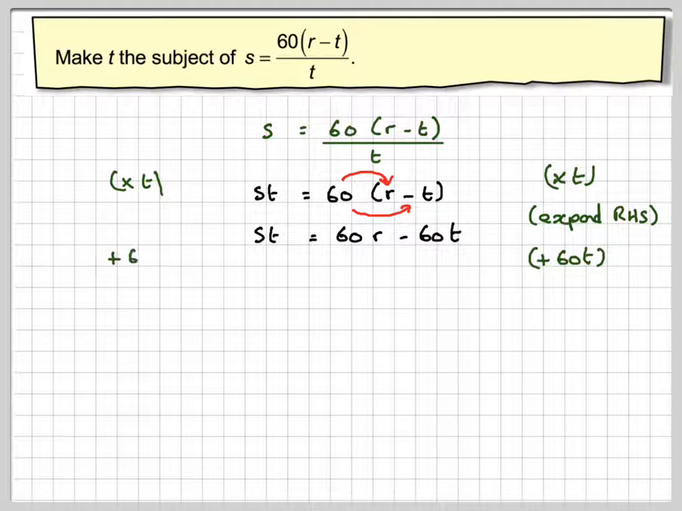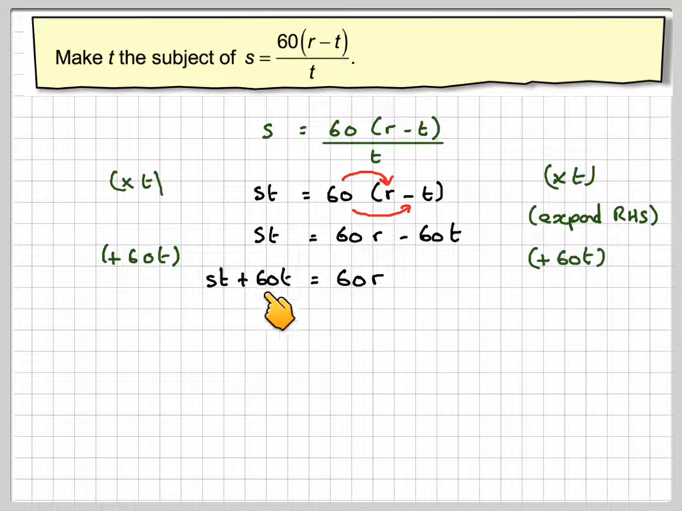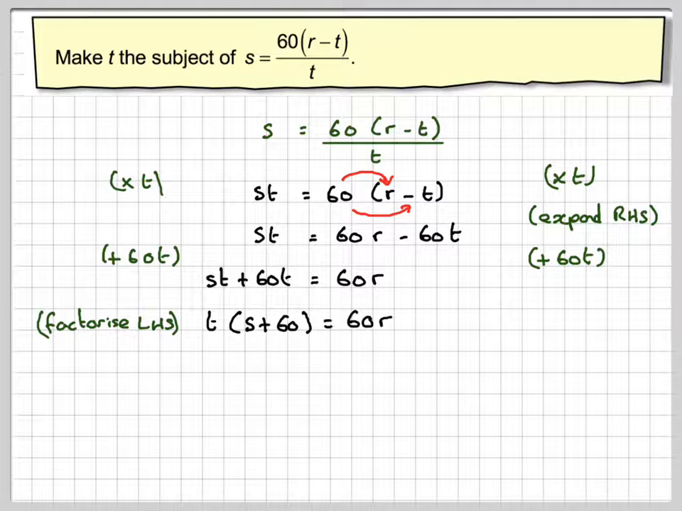And then what we do is we collect all the t's on one side. So I'm going to add 60t to both sides. So this will become st plus 60t. This side will be 60r. We see there's a common factor here of t. So we will take it out, factorize the left-hand side. So we're going to get t brackets s plus 60 is equal to 60r.